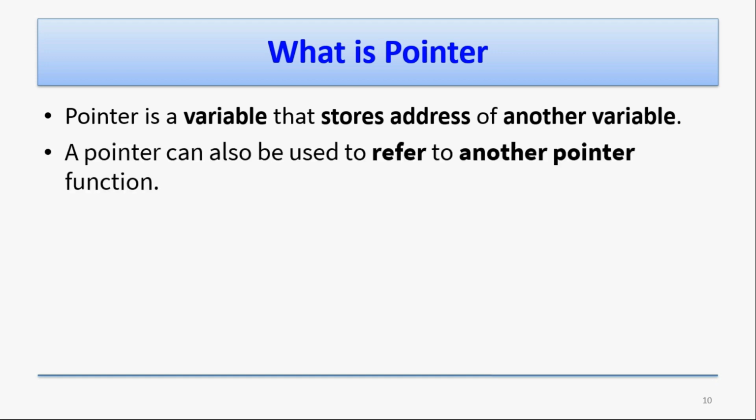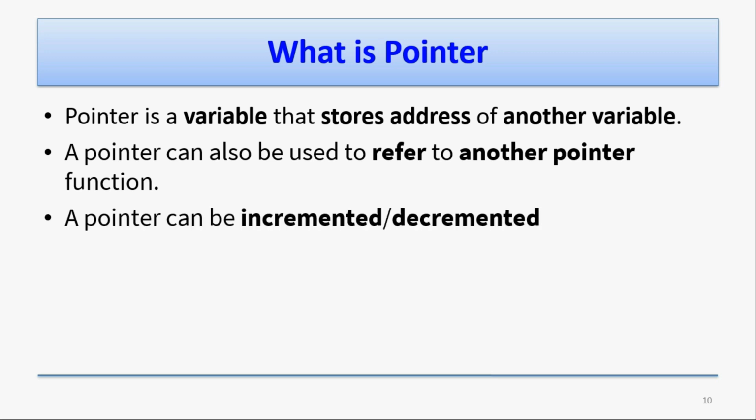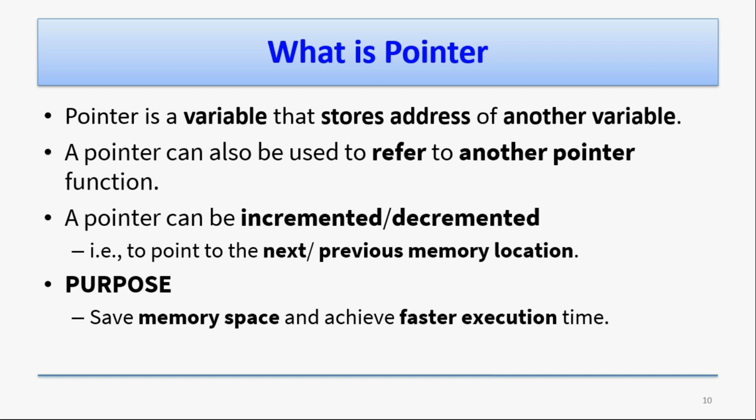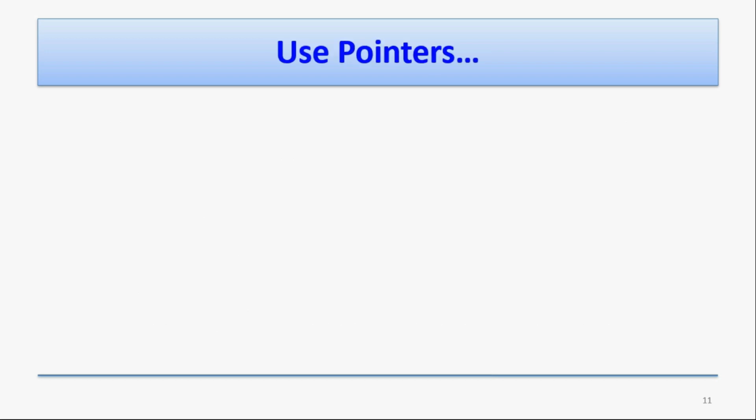A pointer can also be used to refer to another pointer or function, right? A pointer can be incremented or decremented, that is, to point to the next or previous memory location. The purpose of the pointer is to save memory space and achieve faster execution time, right? So let's take an example. By using a pointer, we can store the address of another variable.